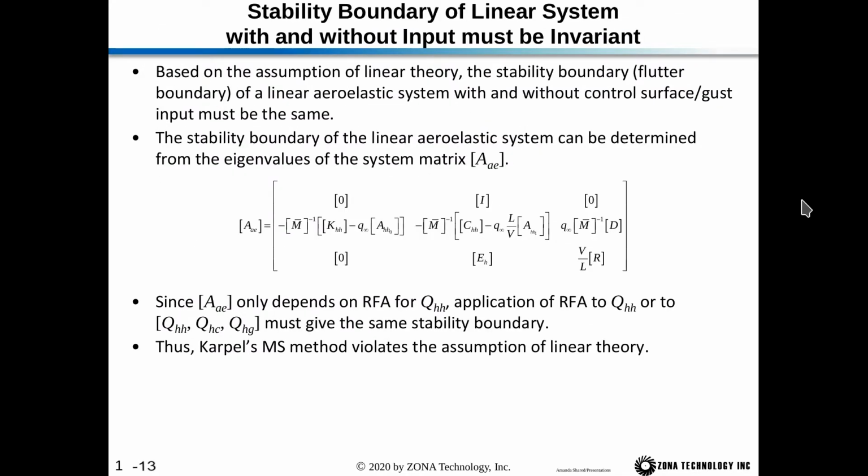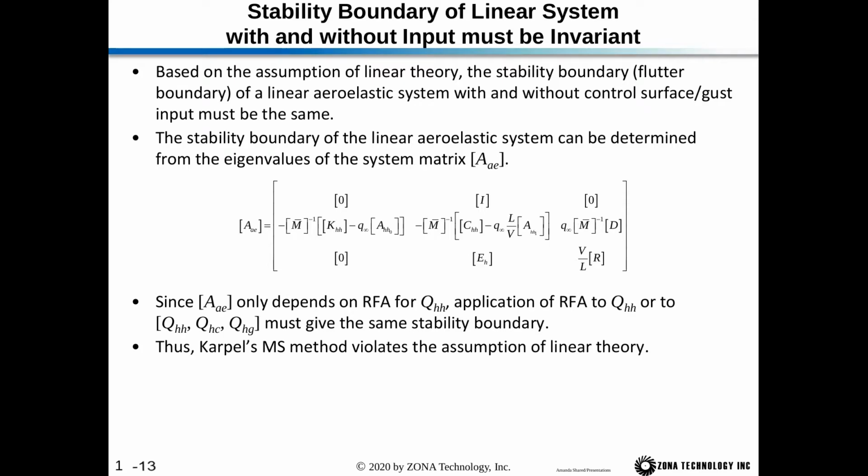So now let's look at the stability boundary of a linear system with and without inputs. And of course, in theory, this must be invariant. Based on the assumption of linear theory, the stability boundary or the flutter boundary of a linear aeroelastic system with or without control surface or gust input must be the same.